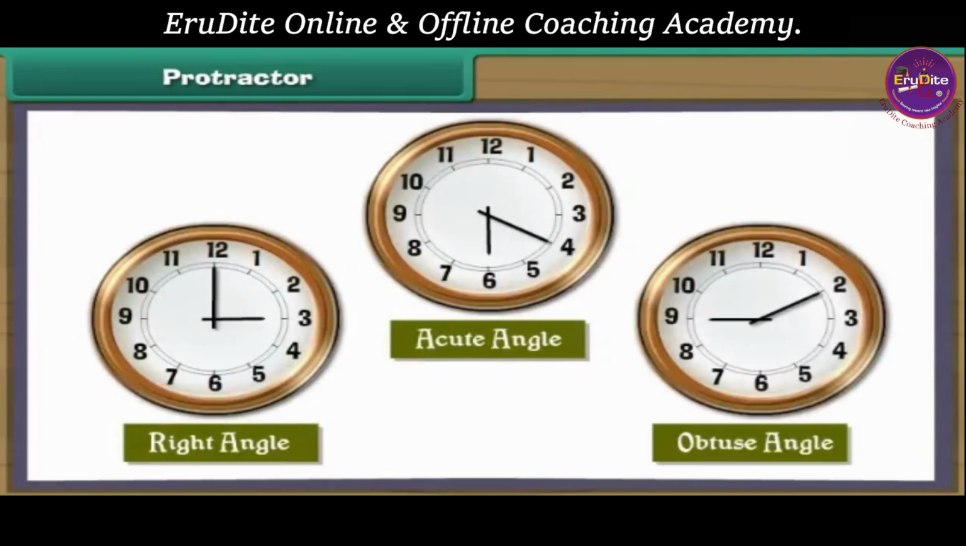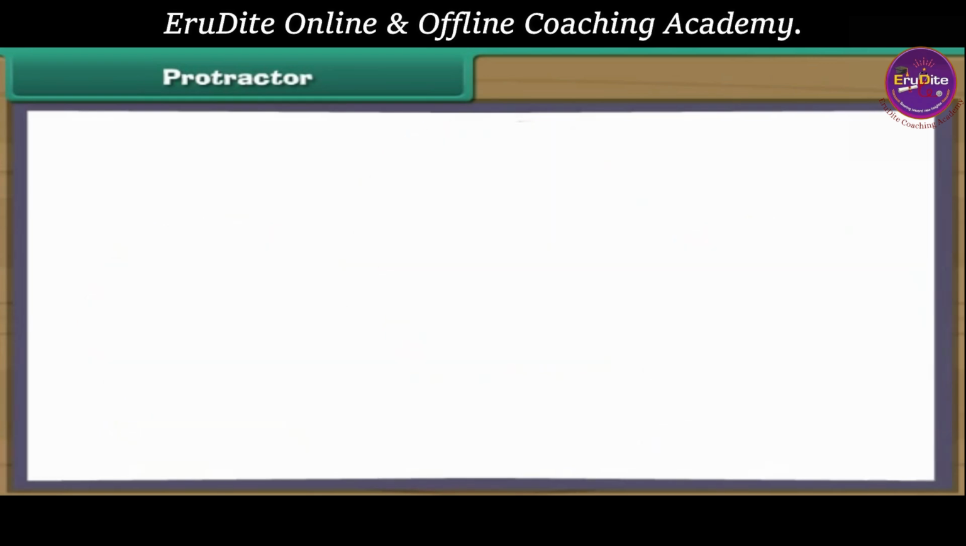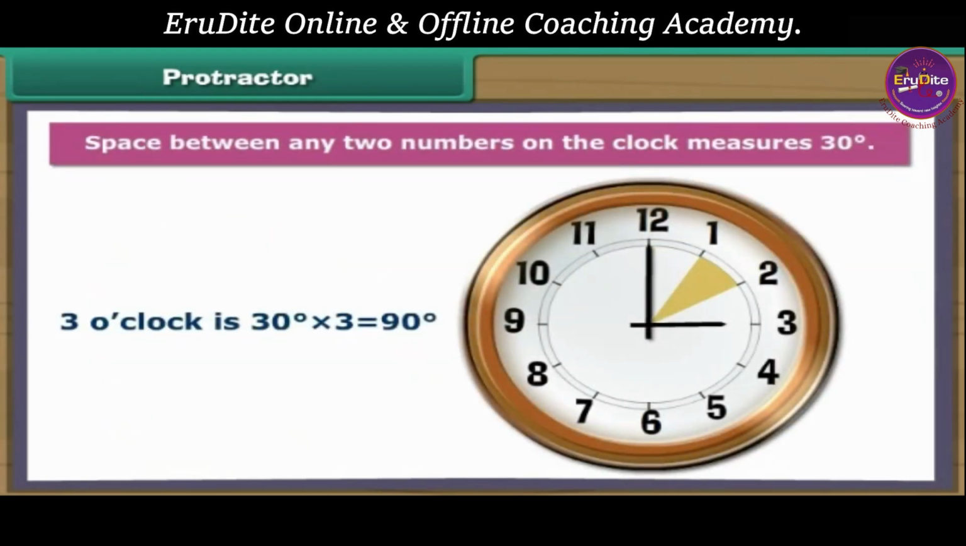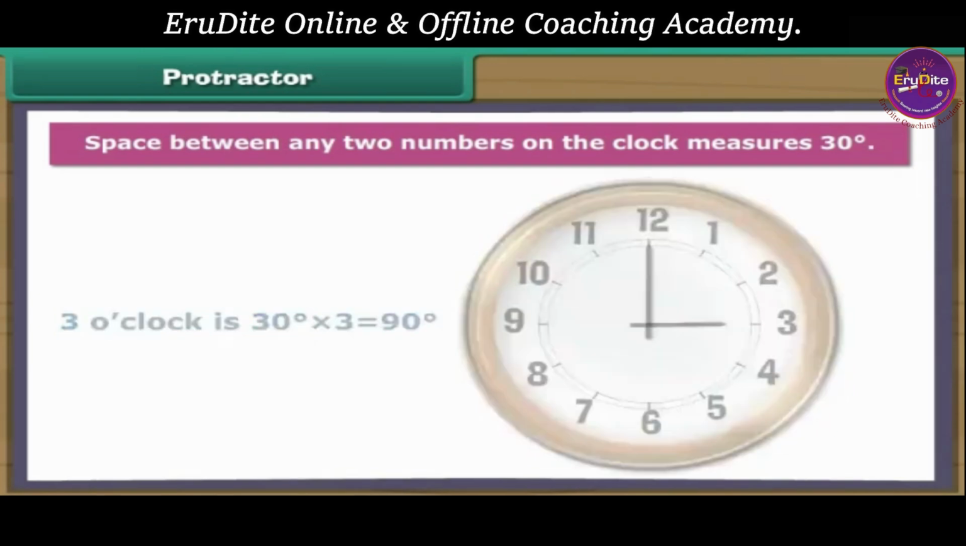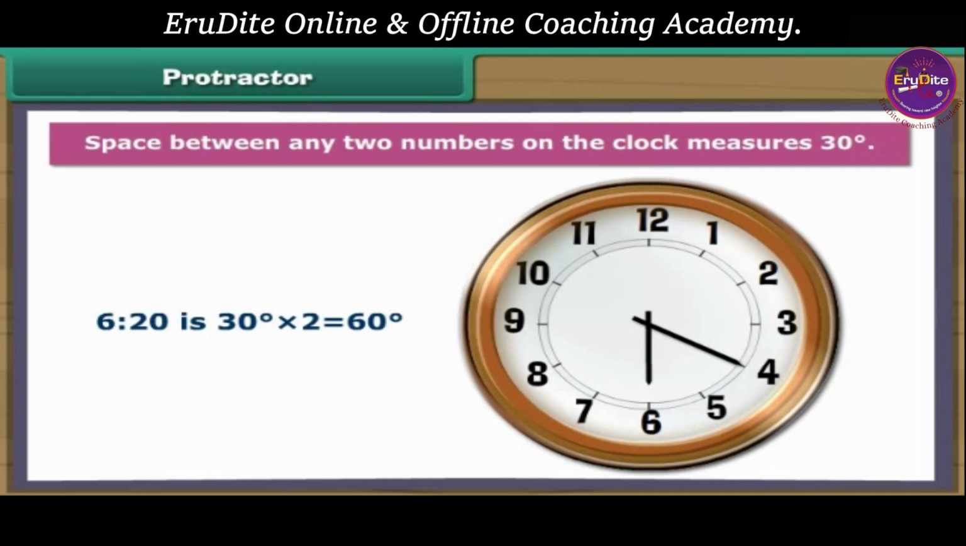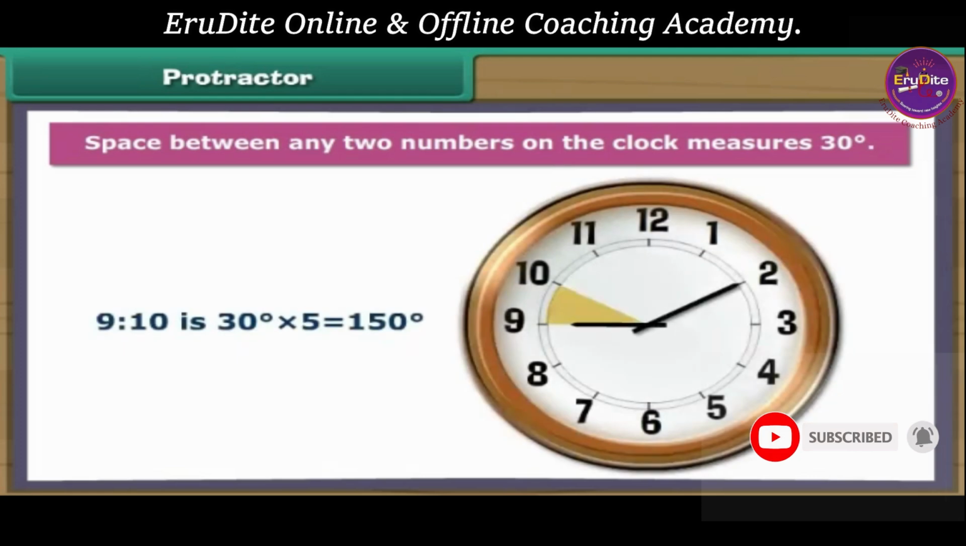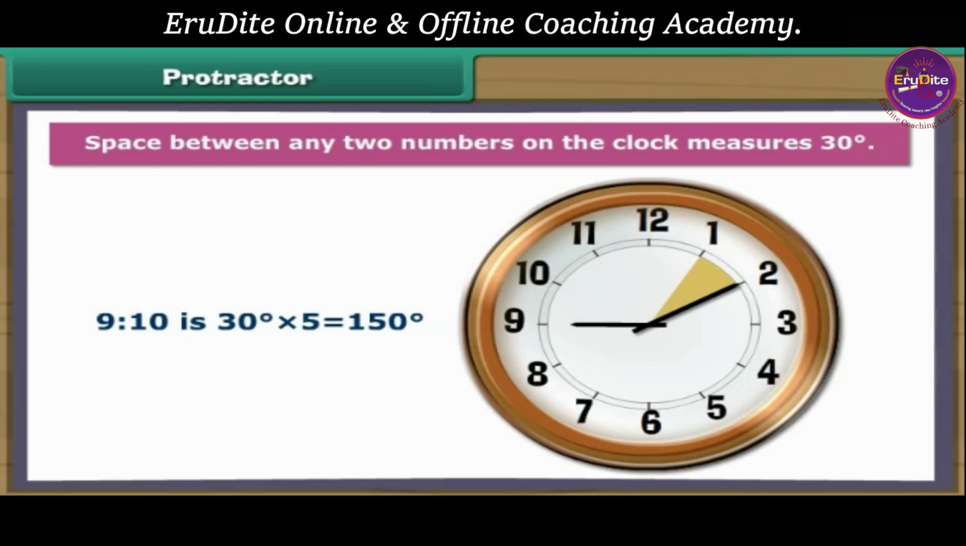The angles made by the hands of a clock can be worked out without the help of a protractor, because the space between any two numbers measures 30 degrees. By this logic, we can measure 3 o'clock as 30 degrees multiplied by 3 is equal to 90 degrees. 20 past 6 as 30 degrees multiplied by 2 is equal to 60 degrees. And 10 past 9 as 30 degrees multiplied by 5 is equal to 150 degrees.